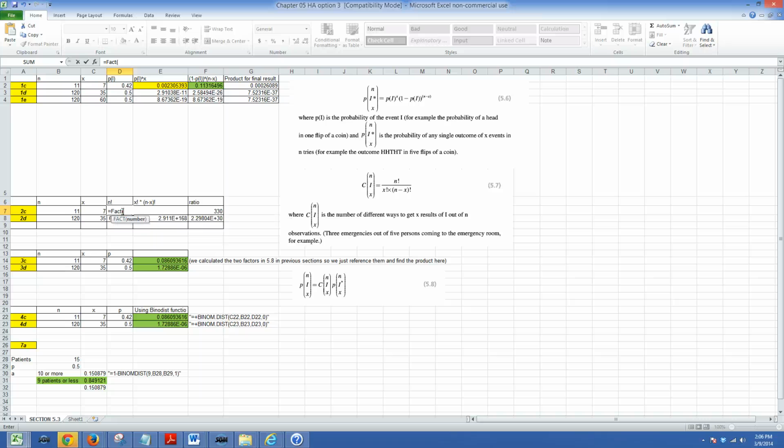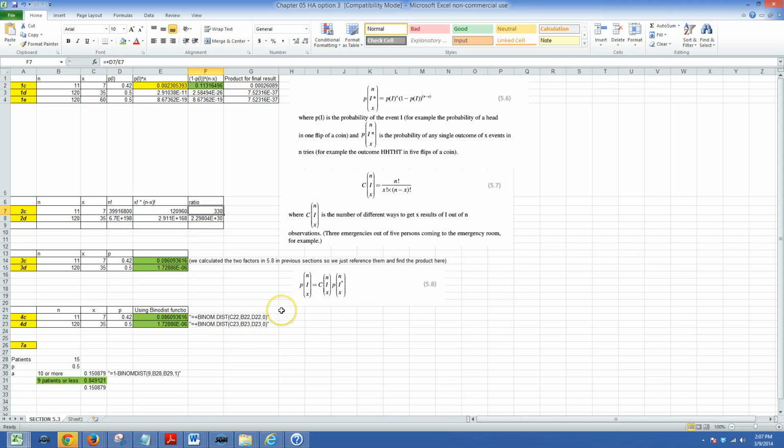FACT, and then open bracket, we want to find n factorial, so we click on n, and then this gives us n factorial. This expression is the denominator, which is x factorial, the factorial of c7, which is x, times n minus x, which is b7 minus c7, and we're going to find the factorial of that, so we multiply those two. So this expression gives us the denominator, this is the numerator. So then the ratio n factorial divided by all of this is found there, and we repeat the same thing for 2D, and we end up with finding that.